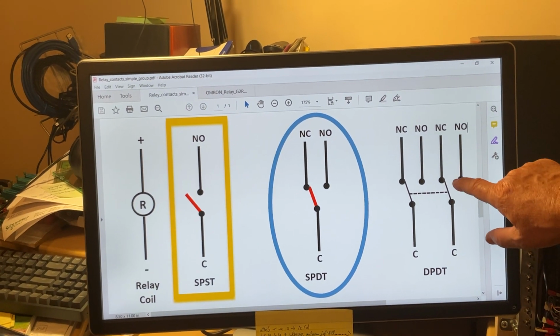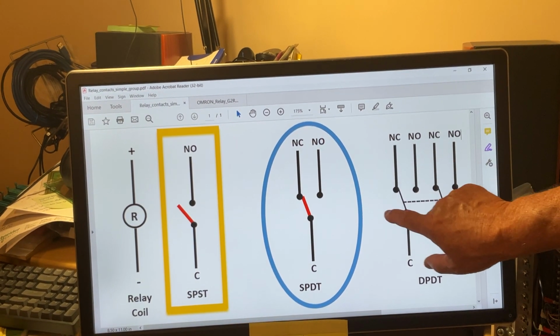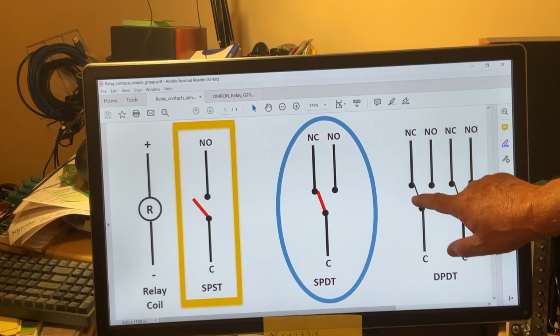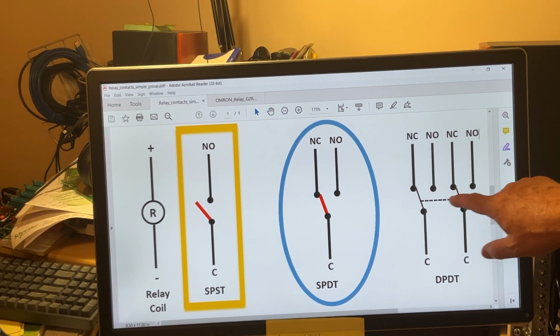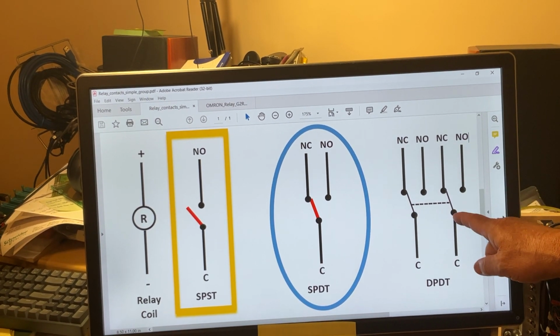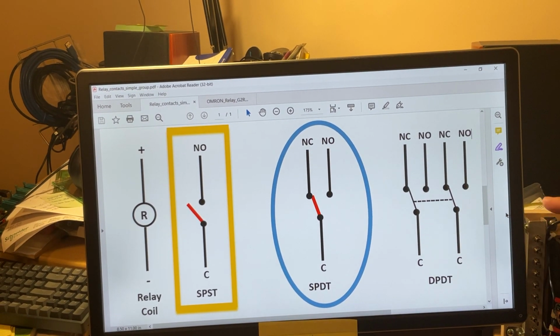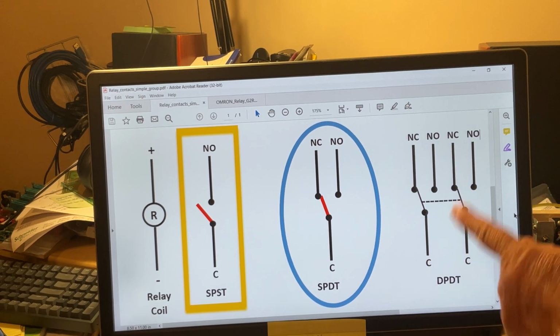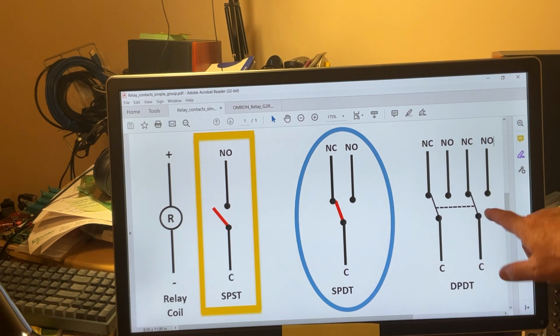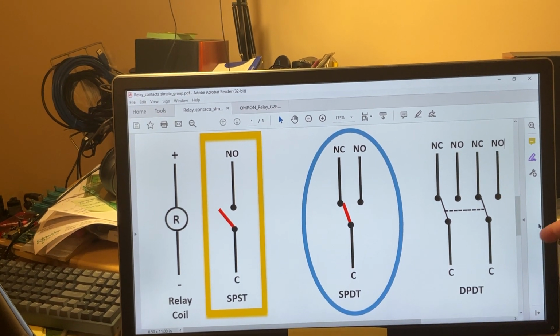Another one here is made of two groups of contacts. One group here and one here. The dashed line or dotted line right here in the middle just says that the two plates, the two poles, are moving at the same time. You cannot move only this one and not move the other one. If it happens, the relay is defective.